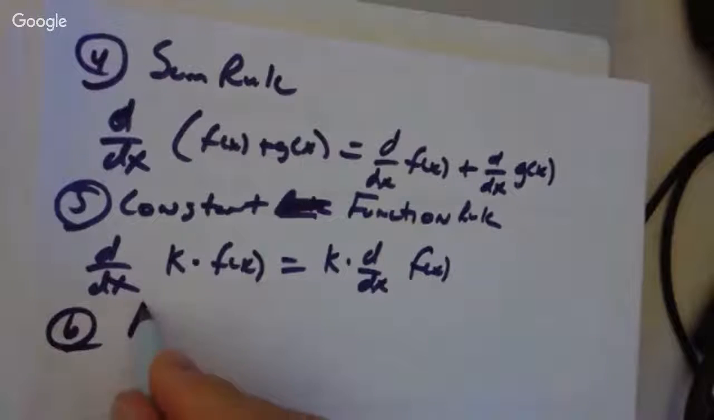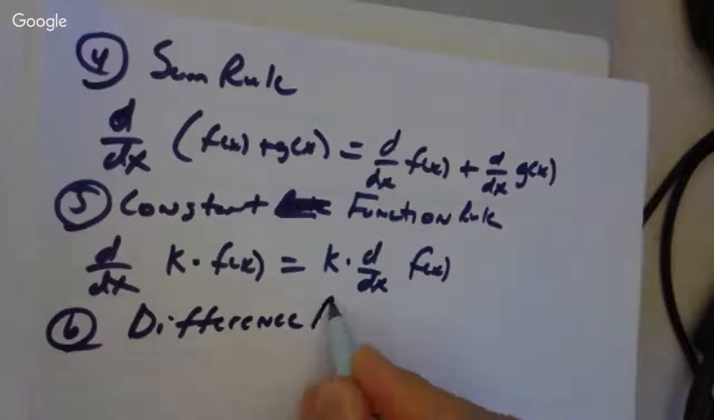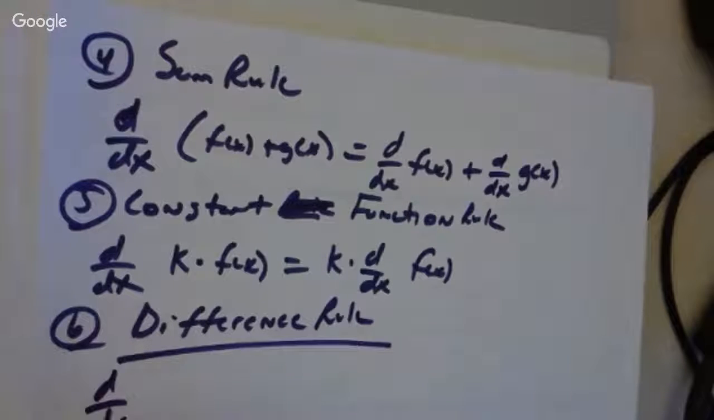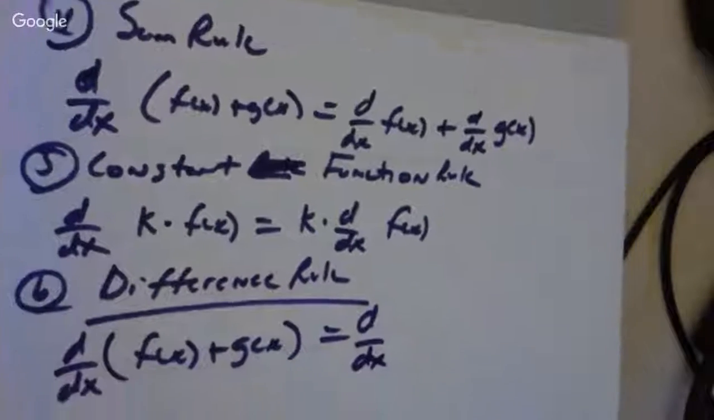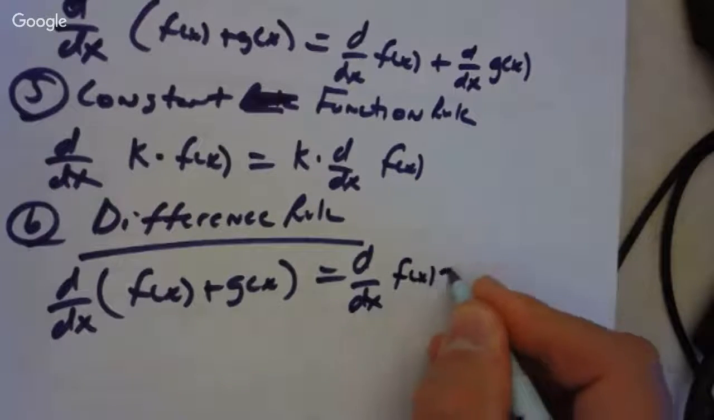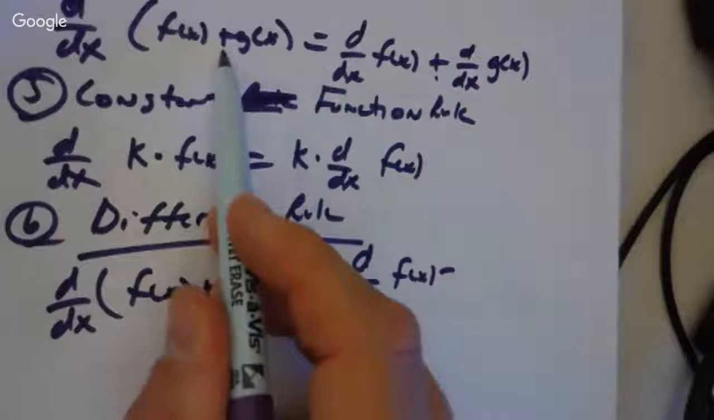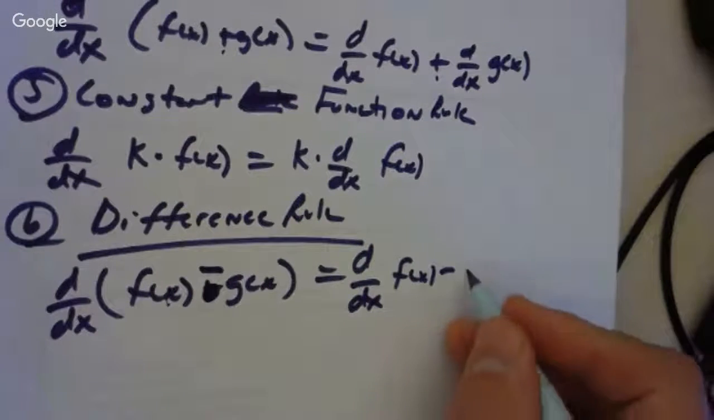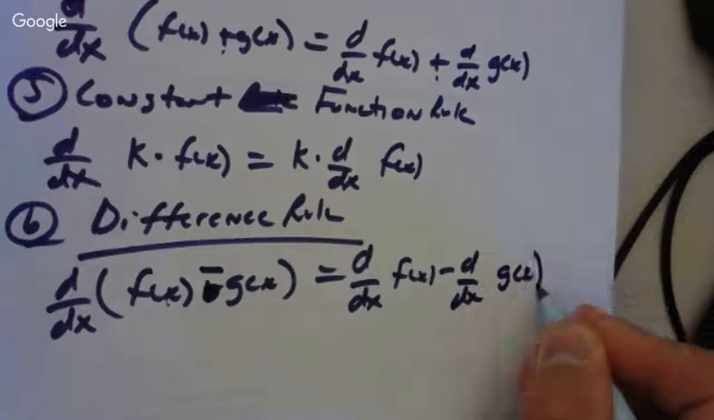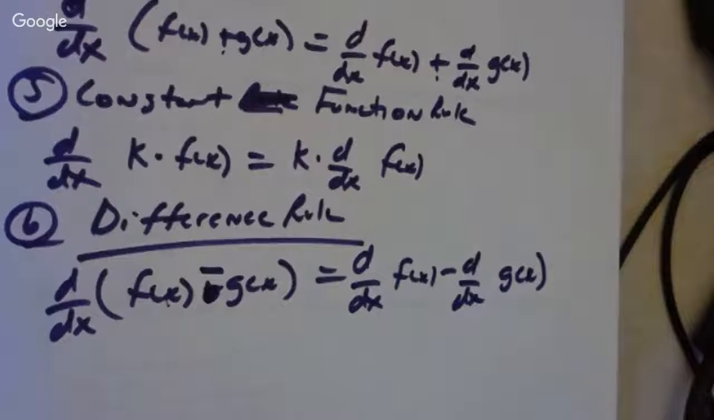Number 6, difference rule. Can you break them up through subtraction? Yes, you can. It's equal to the derivative of the first minus the derivative of the second. Definitely a minus. Okay, so you're saying to yourself, trivial. Yeah. Product and quotient rules are in the next section.